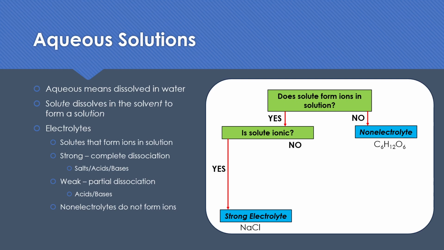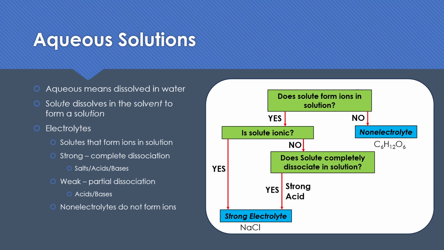If it's not ionic, then you have to ask the question, does it completely dissociate in solution? Yes or no. If I put hydrochloric acid in water, it will completely break down into protons and chloride ions. But if I put acetic acid in solution, then it will break down into protons and acetate ions, but most of it stays together as acetic acid molecules. So if it does, then that's a strong acid, like hydrochloric acid. And if it doesn't, then that's a weak acid or a weak base, and those are your weak electrolytes.